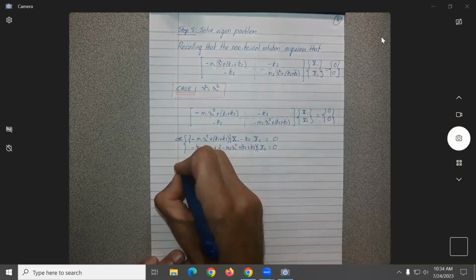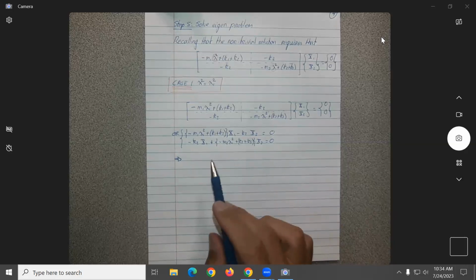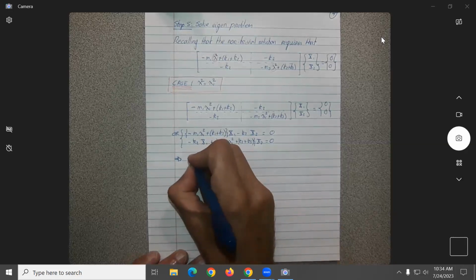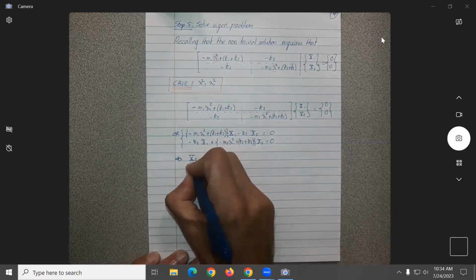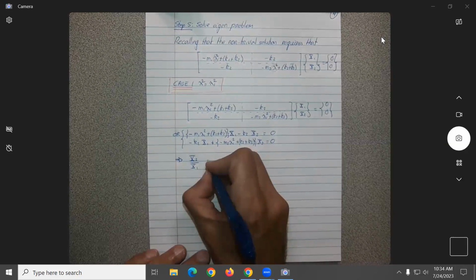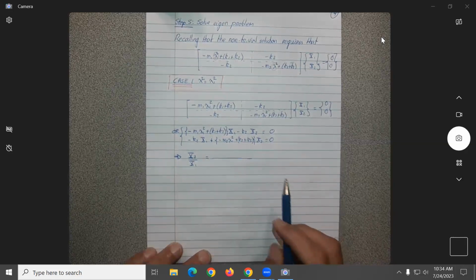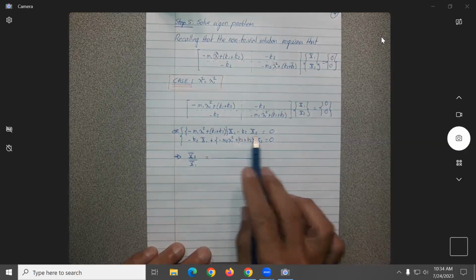Okay, so I'm going to stop here for a second. Let me know when you're done doing this. Okay, so now from either one of these equations, I'm going to solve for the ratio of x2 over x1, or you could do the other one. So let's see, if we look at the first equation, what would that be? If we move the K2 X2 to the other side.